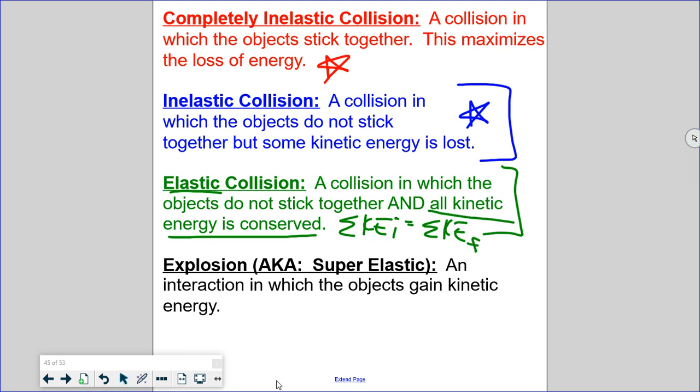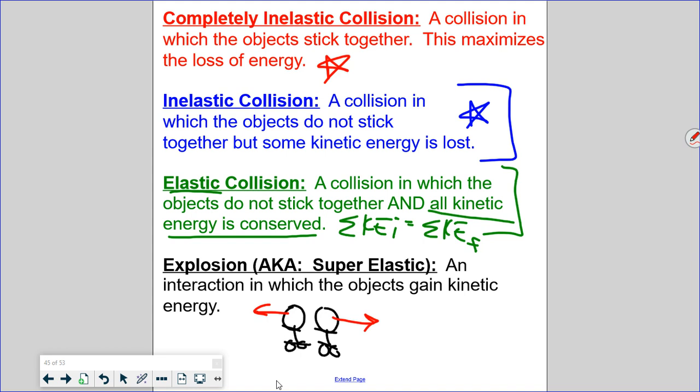All right, and finally, sometimes your interaction is what's called an explosion. Some people call this super elastic. This is an interaction in which the objects actually gain kinetic energy. A simple example would be 2 people standing on skateboards pushing each other. Before they push each other, the total kinetic energy is 0. Then if Roy pushes Sally, Sally pushes Roy, they both roll apart, and you now have more kinetic energy than you had beforehand.